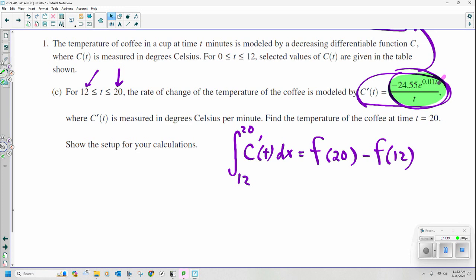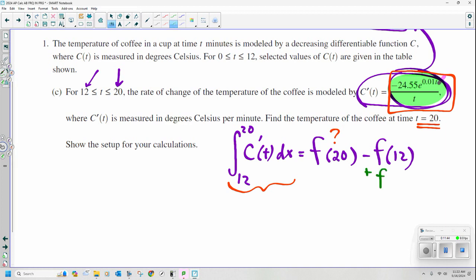Now, here's the thing. I'm going to integrate this function right here from 12 to 20. I need to find my function at time equals 20. So this is going to be my unknown. To make things easier, let's just add f of 12 to both sides. And by f of 12, I really mean c of 12, because if we're doing c prime here, these should be c's.